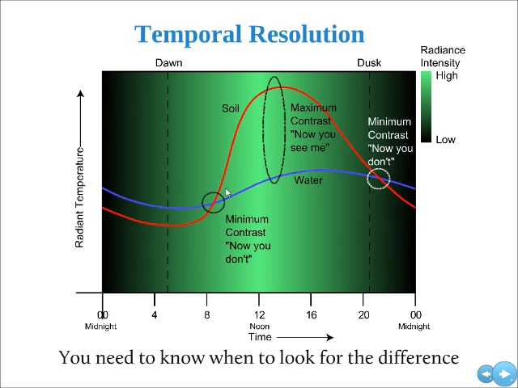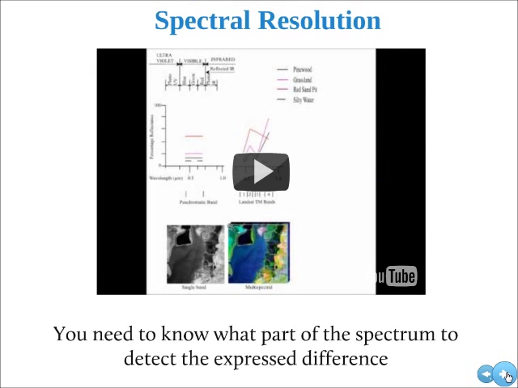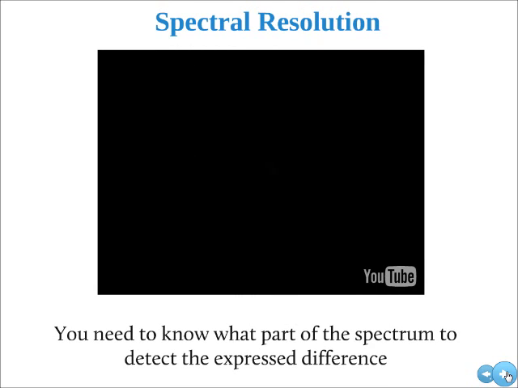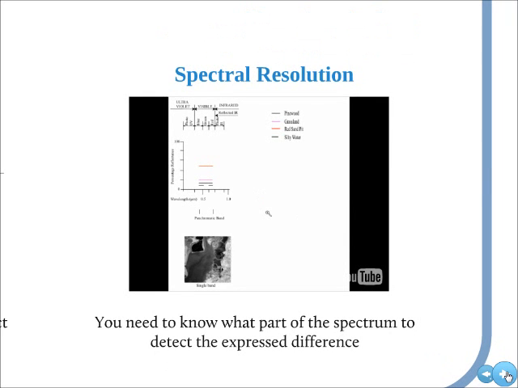And then spectral resolution. We need to know which parts of the electromagnetic spectrum contain the contrasts that we want to see. This video is about spectral resolution. As you can see here, we have a single band image, black and white, panchromatic, but for the purposes of this we'll call it monospectral.